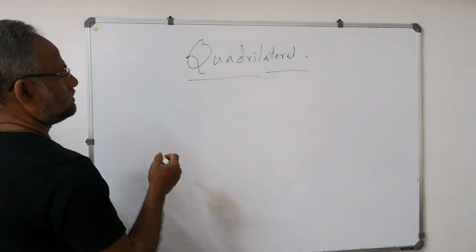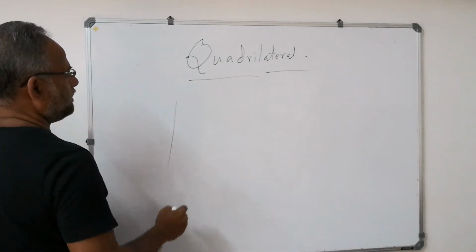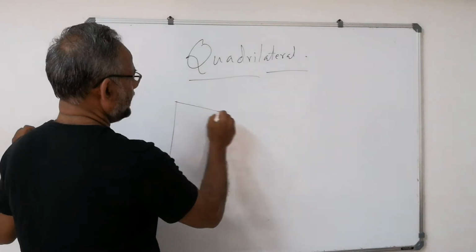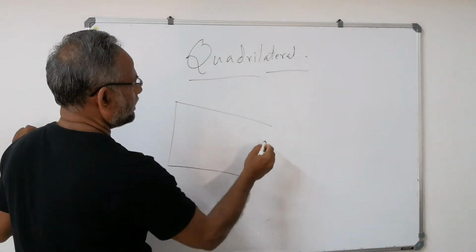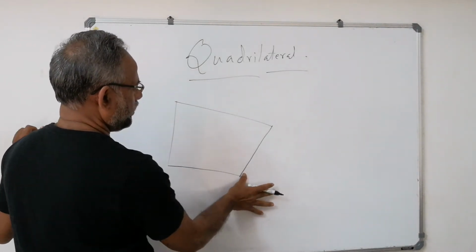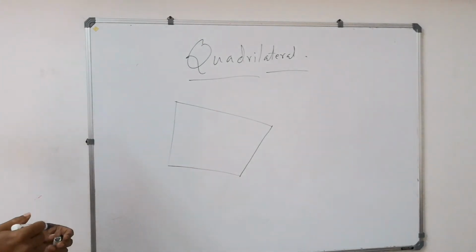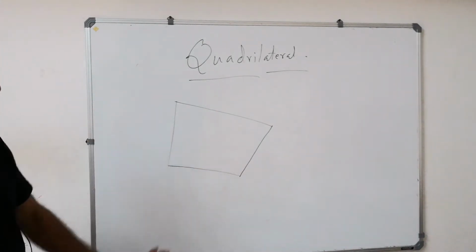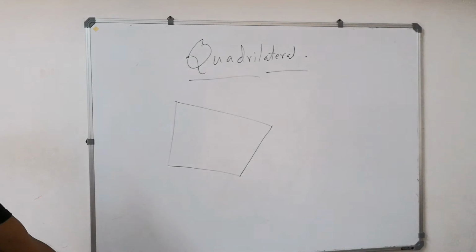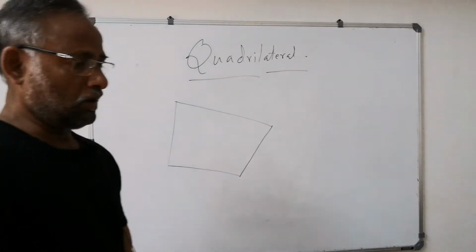Now what I am telling is a general quadrilateral. A quadrilateral means a 4-sided closed figure. Now look here, this is a quadrilateral. It is not a trapezium. It is not a parallelogram.